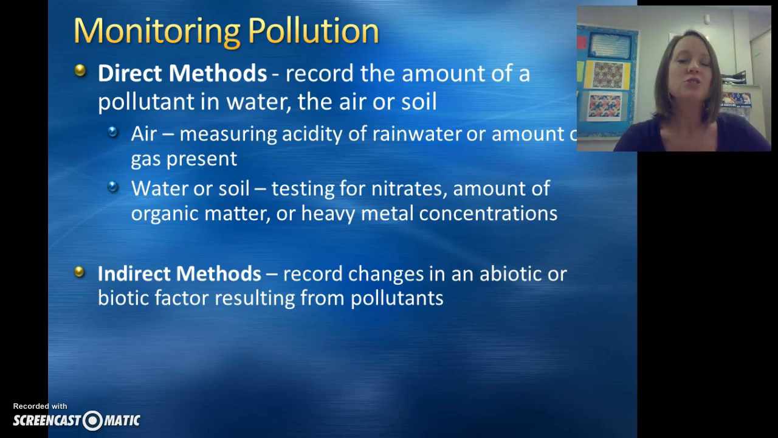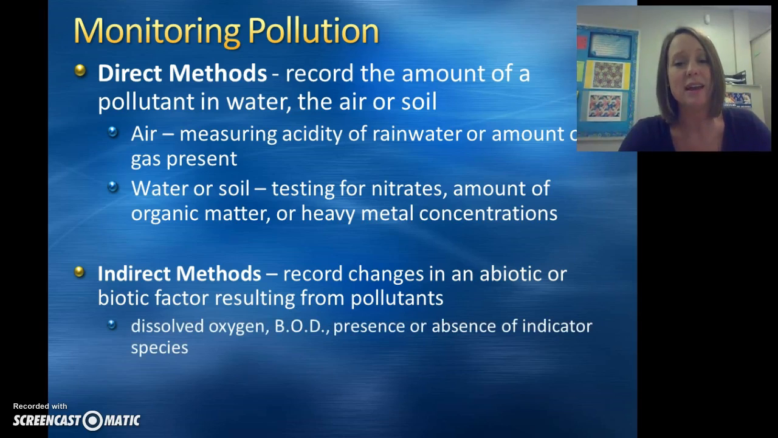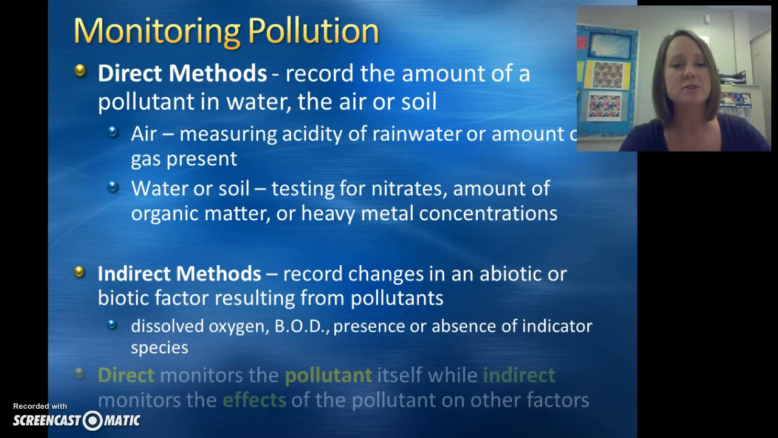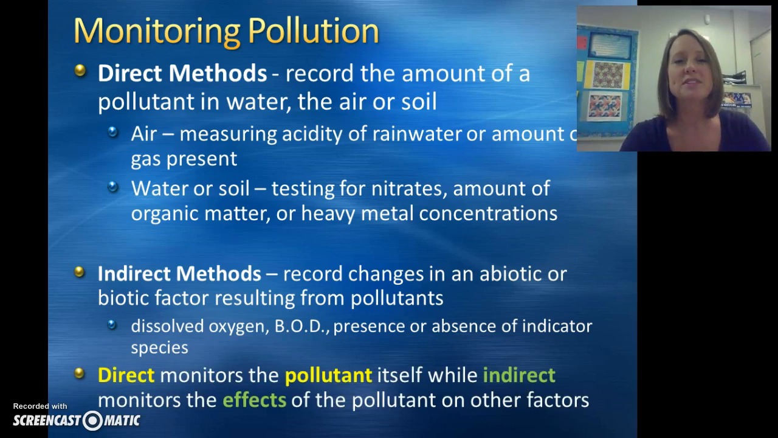Indirect methods, you look at how another factor changes as a direct result of a pollutant. It could be an abiotic or biotic factor that changes. Dissolved oxygen is something that we can measure, measuring biological oxygen demand, and looking for the presence or absence of certain indicator species. So the difference between the two, the direct methods monitor the pollutant itself, while the indirect methods monitor the effect that that pollution has on other factors.